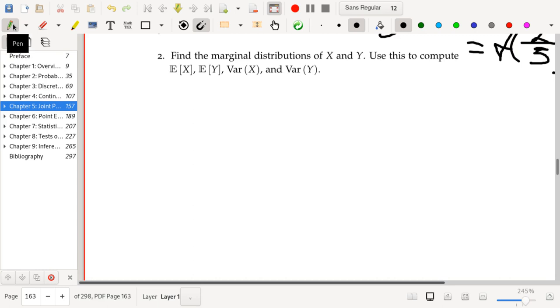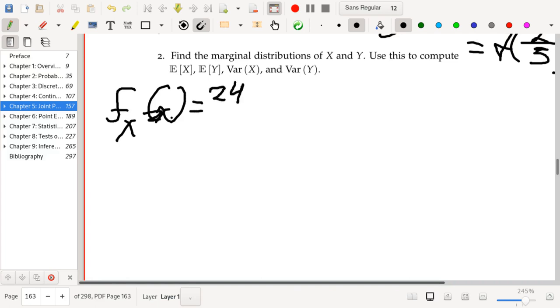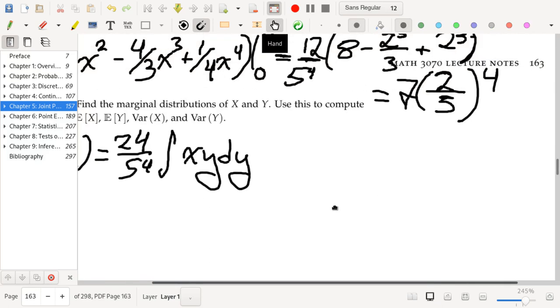Okay, there we go. So f_X(x) is equal to 24 over 5 to the power of 4. And we need to think very carefully about what we're integrating. So we've got xy, and we need to integrate with respect to dy, and now we need to figure out the bounds of the integration.